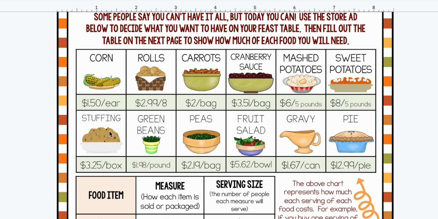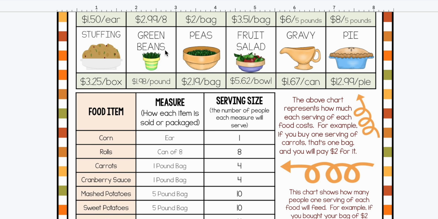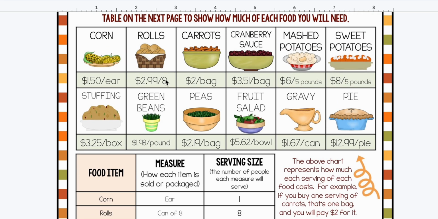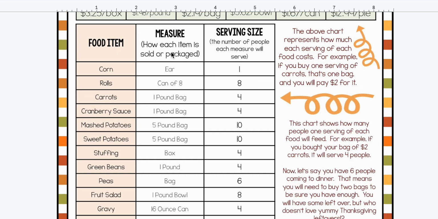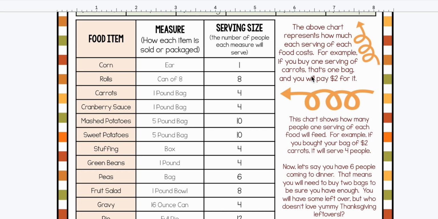Then let's say I move on and I want some rolls. $2.99 for 8 rolls. Well, if I have 10 people, 8 rolls is not going to be enough. So I'm going to need to buy 2 sets of rolls for $2.99. And then if I go down here, it tells us how much each thing feeds. Again, 8 rolls only feeds 8 people. I would then need to make sure that I have enough to feed everyone, so I would need 2.